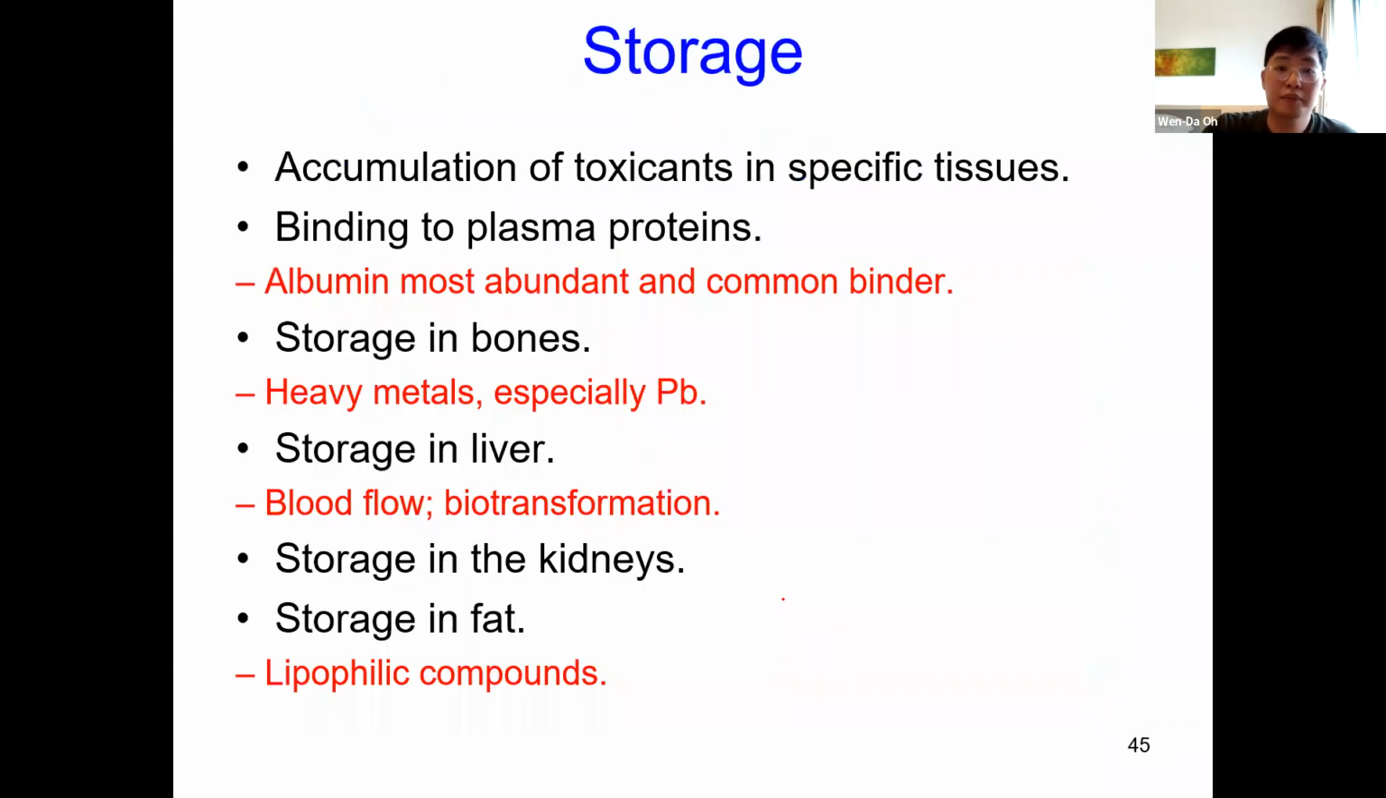Storage means the accumulation of a toxicant in specific tissues. So that means your toxicant can bind in many areas, can be stored and bound. For example, in bones we have heavy metals, in the liver, in kidneys, in fats, and so on. So our body likes to store chemicals, right? All these toxicants can potentially be stored in our body.